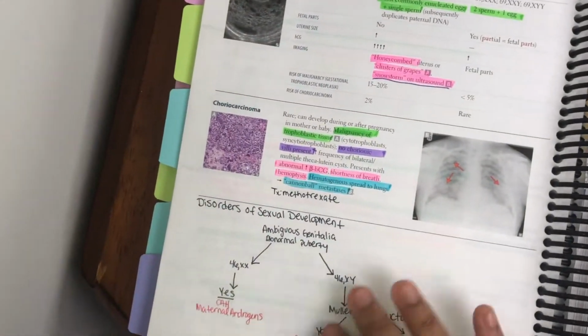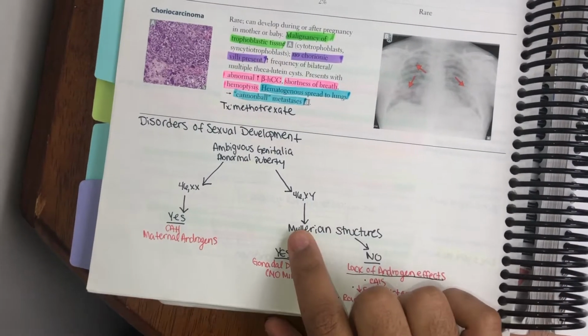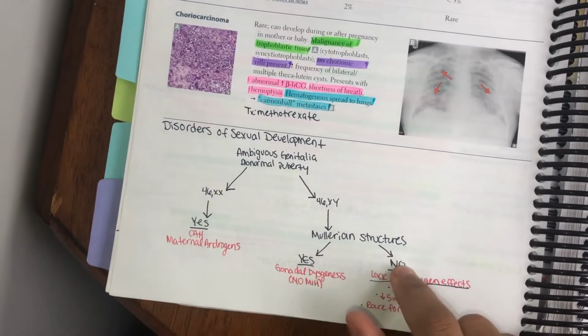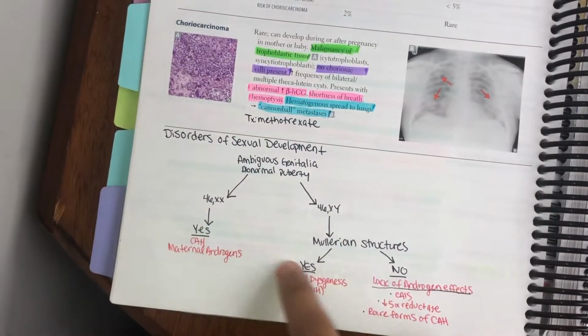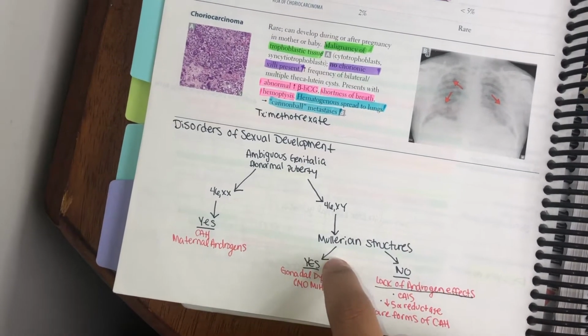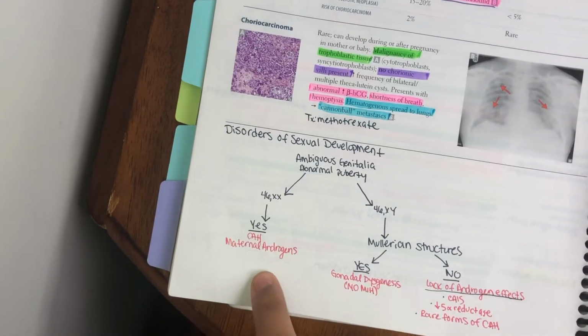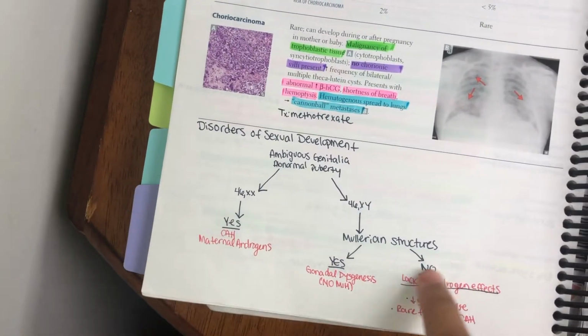And I basically do that. This was for the page before, but it didn't fit here, so I just put it over here. And this is a little chart to follow. This is from, I think, Boards and Beyond, because I really had a hard time trying to figure out, if they give me a child, how to know if it's from maternal androgens and all that stuff.